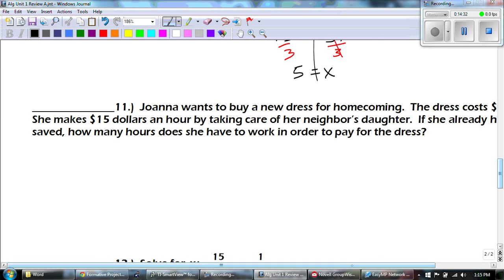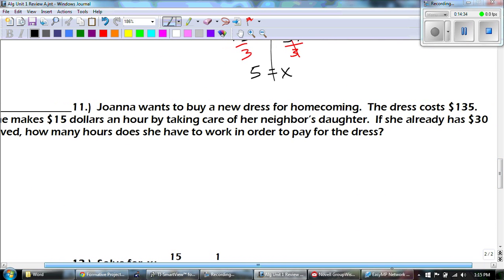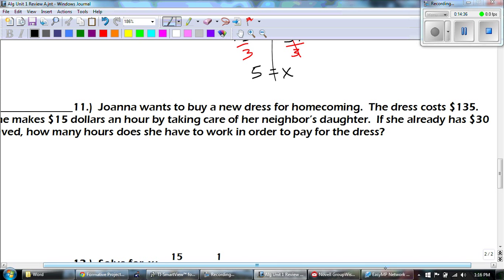All right, Joanna. She wants to buy a new dress for homecoming. The dress costs $135. She makes $15 an hour by taking care of her neighbor's daughter. She already has $30. How many hours does she need to work in order to pay for the dress?